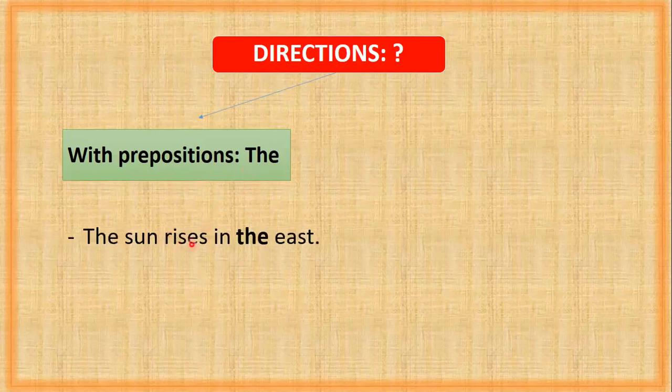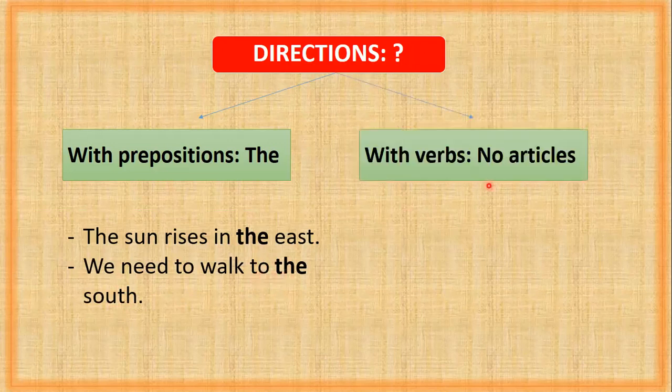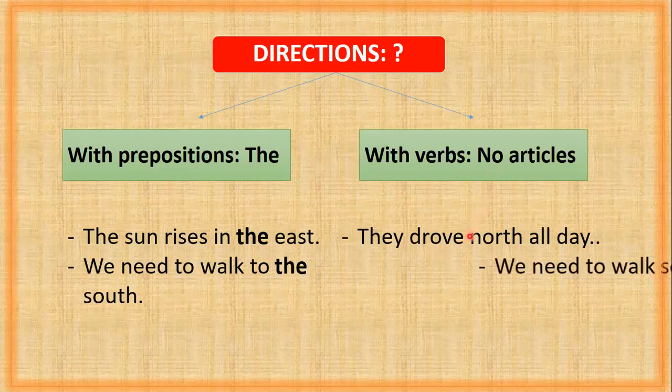For example, the sun rises in the east. East is the direction, but one can notice the preposition in, therefore we are using the article the. Similarly, we need to walk to the south. South is the direction, and in front of the direction there is the preposition to, therefore the has been used. But if there is no preposition but just a verb before the direction, then no articles are used. For example, they drove north all day. North is the direction, and before north there is the verb drove, therefore an article has not been used.